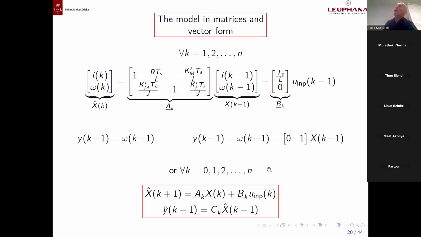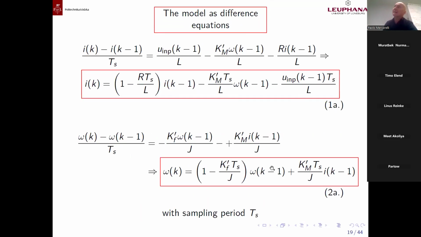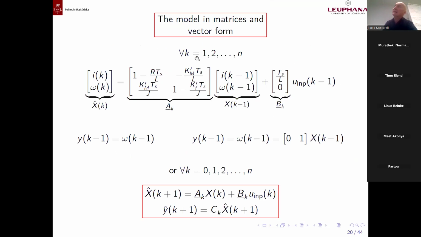Now, as before, I can compact equations 1a and 2a in matrix form. We have seen last time a little bit better. I can consider to predict the velocity. This means matrix C is 0, 1.